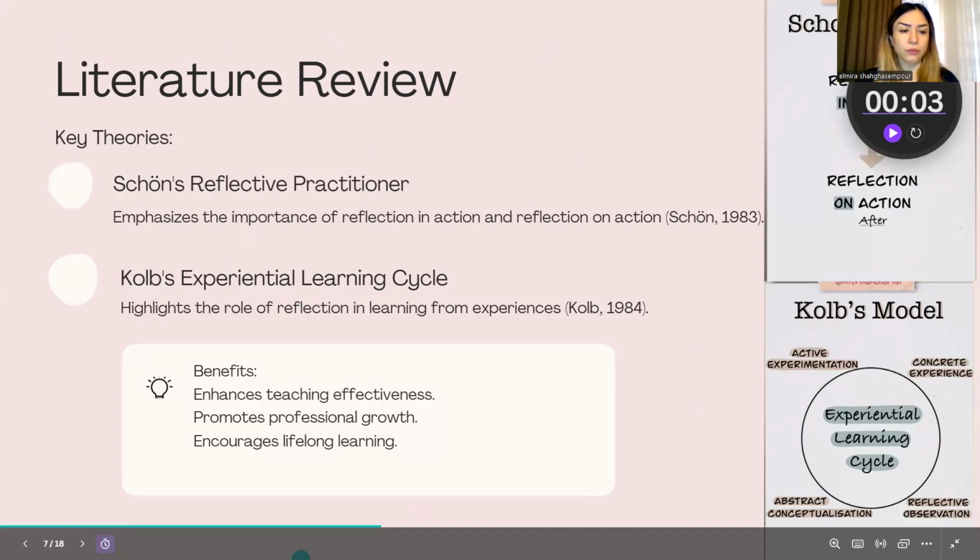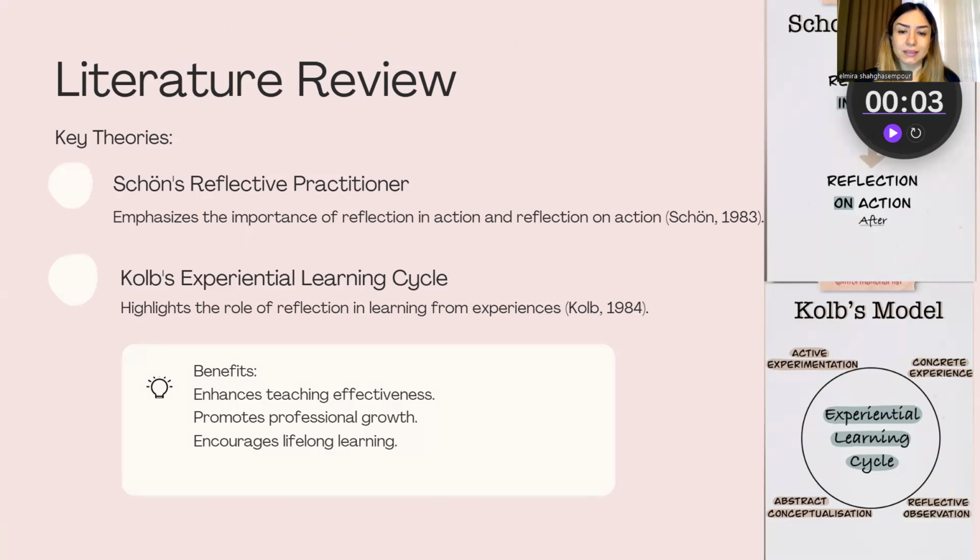So if I want to consider the literature review, I can say that there are several key theories that underpin the practice of self-reflection, one of which is Schön's and the other one is Kolb's. I'm going to deep dive into the key theories that both of these practitioners have gone through.